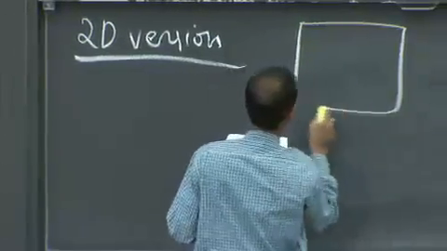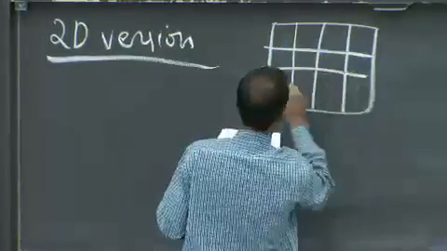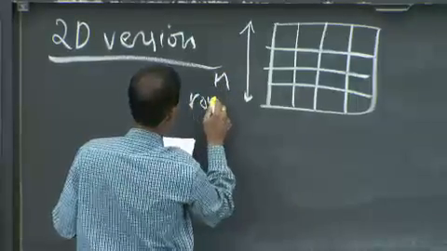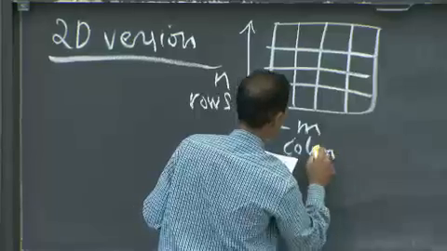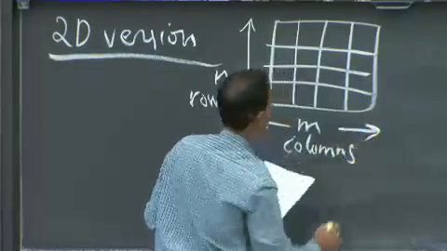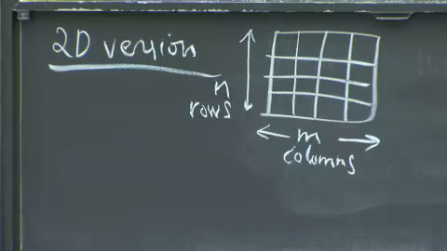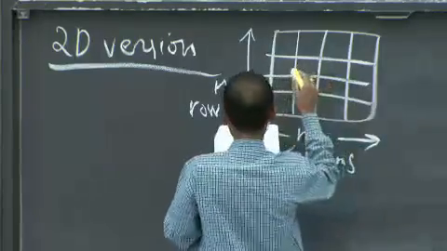As you can imagine, in the 2D version, you have a matrix or a two-dimensional array, and we'll say this thing has n rows and m columns. And now we have to define what a peak is. It's a hill. It's the obvious definition of a peak.